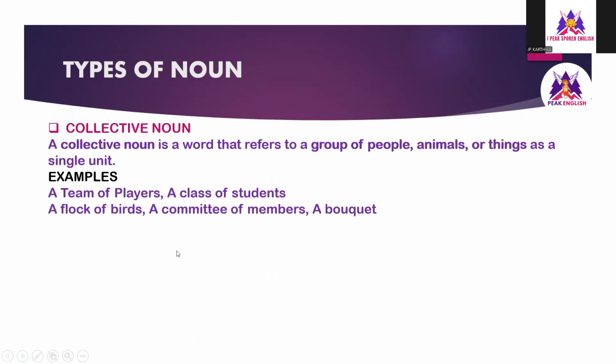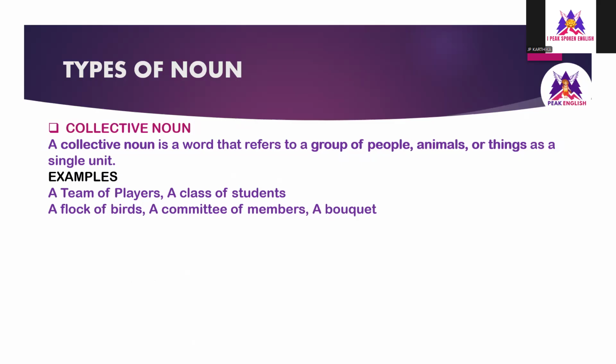So next, the third one is collective noun. What do you mean by collective noun? A collective noun is a word that refers to a group of people, animals, or things as a single unit. For example, team, a team of players. A team is the collective noun. Class is the collective noun because a class has 40 students. Team has more than 10 players, right? So many players, we call together as one team.